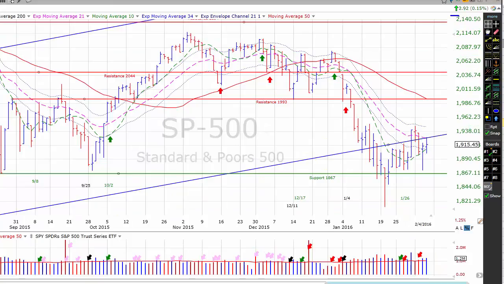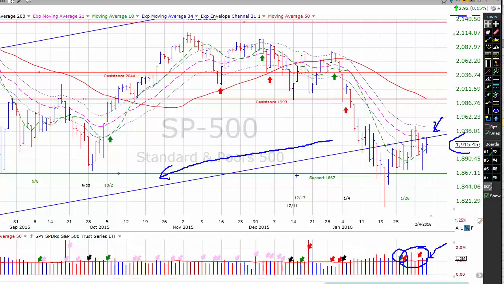Yesterday, the S&P was up 2.92 points, or 0.15%. We closed at 1915. Notice how we balked at resistance at this trend line. We've been saying recently that that trend line is the next significant area of resistance. Yesterday, trading volume was higher on the S&P 500. And we are currently in a confirmed uptrend in the market.